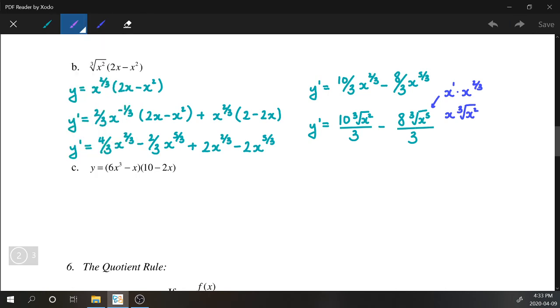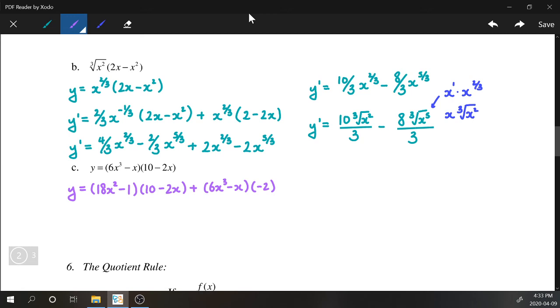Now, for the next piece, one more example for today. Again, we're going to use the product rule instead of multiplying the two binomials out. So y prime would be equal to 18x squared minus 1, and then 10 minus 2x, of course. And then we will leave the first function, the 6x cubed minus x, as is. And then we'll take the derivative of the second piece, which will just be -2, because the 10, when you take the derivative, will give you a 0, and the 2x, when you take the derivative, will simply become 2.